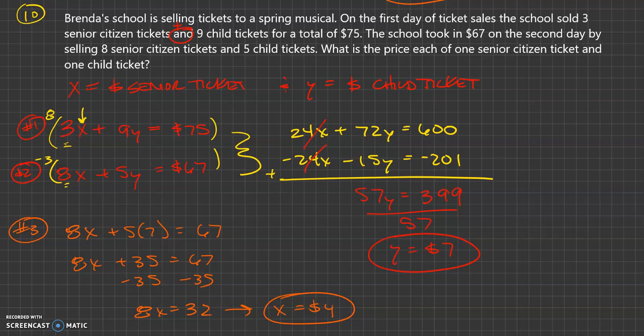So if you wanted to graph this and check, these two lines are going to cross at 4, 7. And you could check your work here algebraically and ask yourself, let's use the top one, 3 times 4 plus 9 times 7, does that equal 75? Well, that's going to be 12 plus 63. And yes, that does in fact equal 75. I feel very good about both of these solutions.